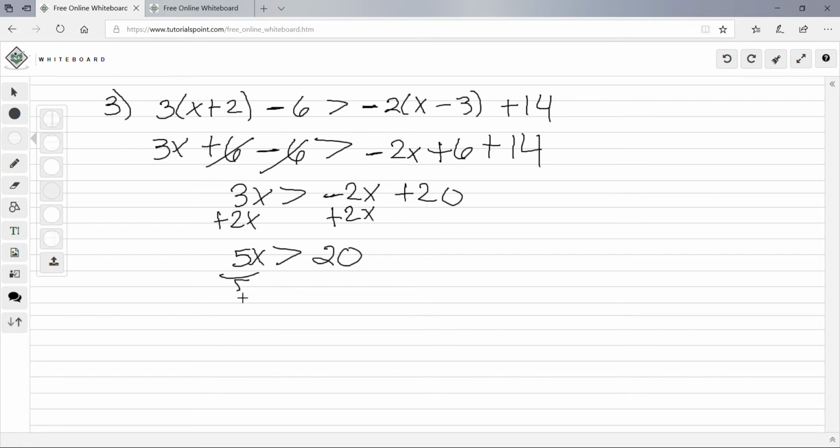And then I'm going to divide both sides by 5. And then x is greater than 4 because 20 over 5 is 4. Now the sign doesn't change because I divided by a positive 5. If it were a negative, yes, I would change it.